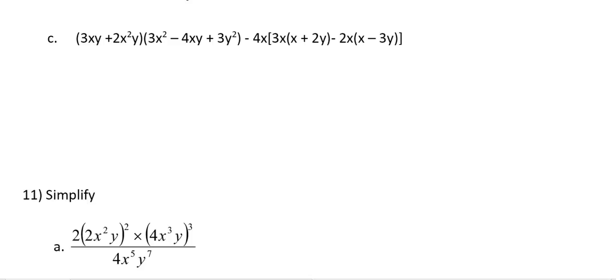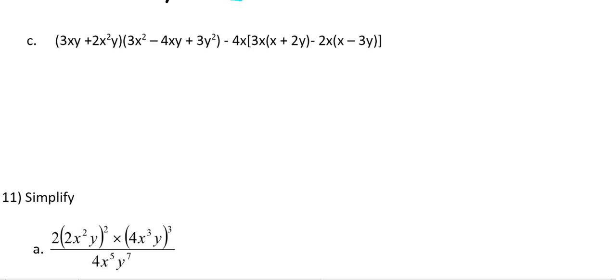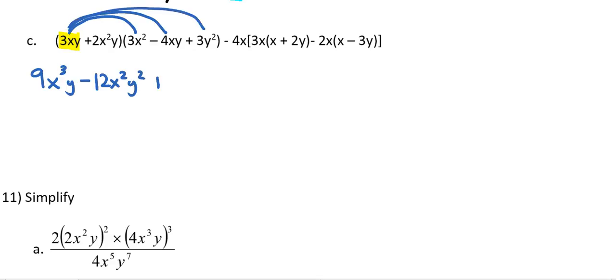Okay, let's move on to question number C now. Just by looking at it, it looks like this will be a very long question. I'm going to highlight this 3xy because I need to FOIL that. I'll do this in blue here. So 3xy times 3x squared is going to be 9x to the power 3y. And then if I FOIL the next term, this will be negative 12x squared y squared. And then if I FOIL again, that's going to be positive 9xy cubed.